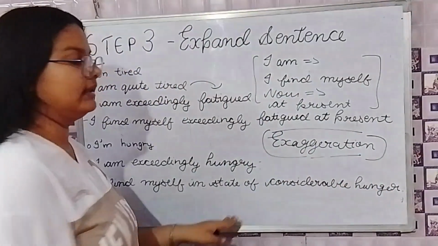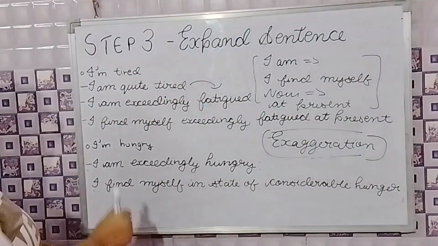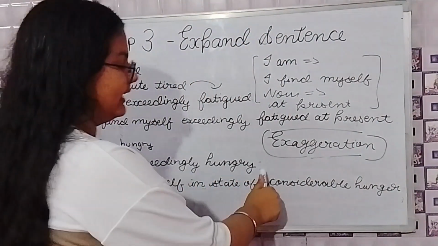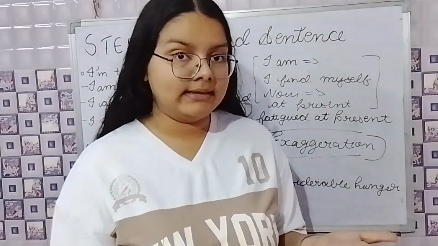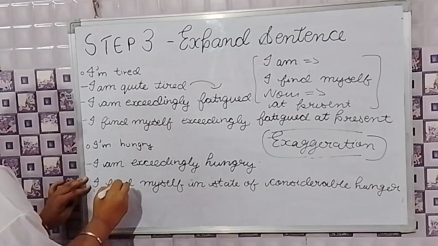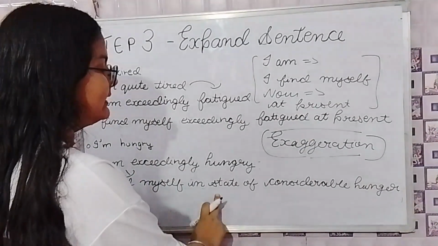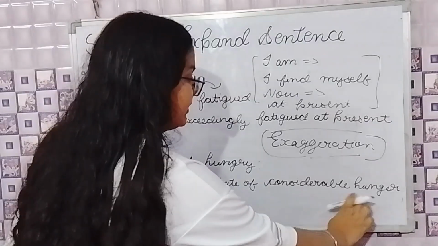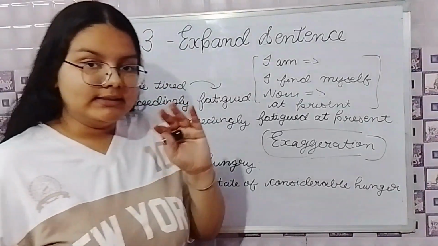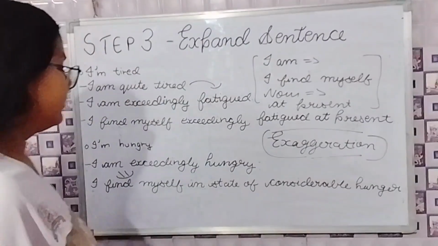This is the main thing that will help you convert basic English into Victorian English. "I am exceedingly hungry." And another example: "I find myself in a state of considerable hunger." Not exceedingly this time, considerable hunger.